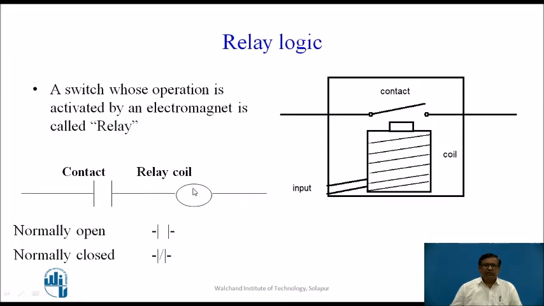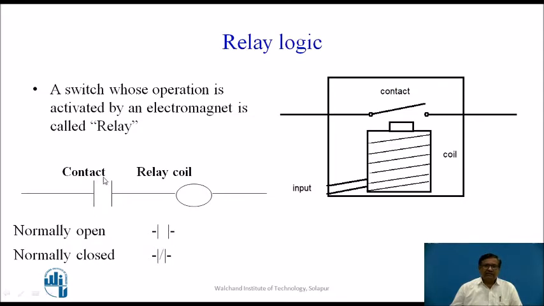And this is shown in a ladder diagram with the symbol like this. So, this is a contact, and this contact of the switch is shown by two vertical lines, and this relay coil is represented by the circle. So, this is a relay coil, this is a contact. When this coil is energized, the contact becomes closed. If the coil is de-energized, the contact becomes open.